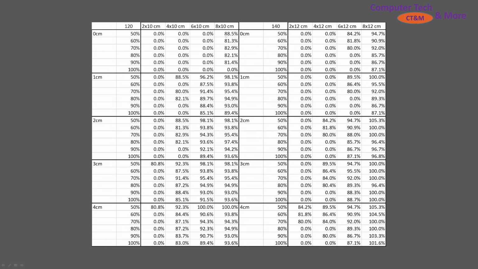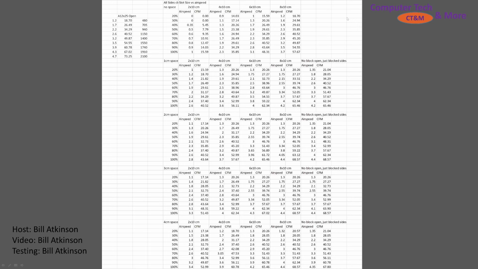And only the 8x10 centimeter opening basically met the requirements at every single RPM except 100% at 0 centimeters. So like what I've already reiterated, slot size as well as distance away from the fan are both key factors in picking out a good case, as well as being incorporated into good case design. And last but not least, here is the raw data that I collected doing this test.